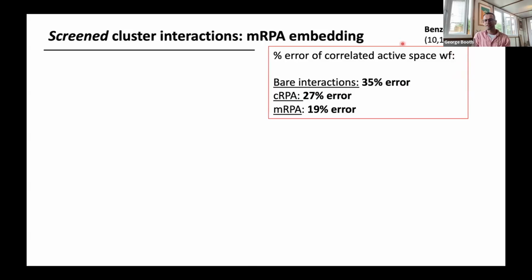We can also think about the error that it makes in the correlated wave function that's computed within that subspace. If you take the bare interactions, then the error of the actual wave function amplitudes, the correlated part of them, is about 35% in error. The CRPA screened interactions give you about a 27% error, but this approach gives you only a 19% error if you want to consider the correlated part of the probability amplitudes compared to the exact ones.